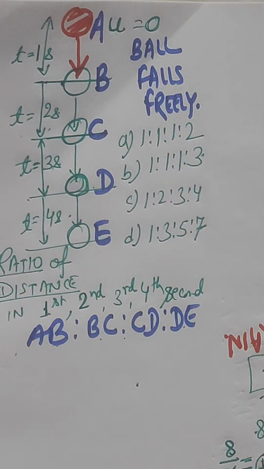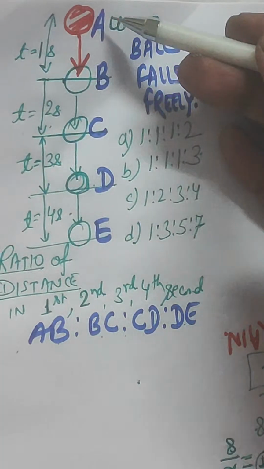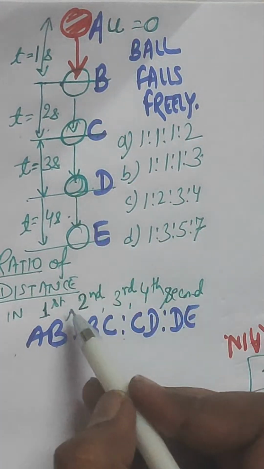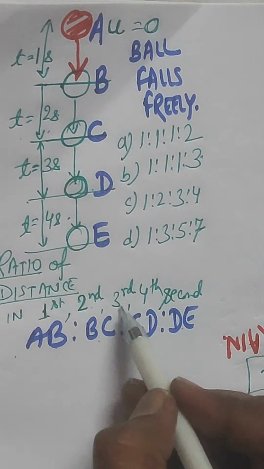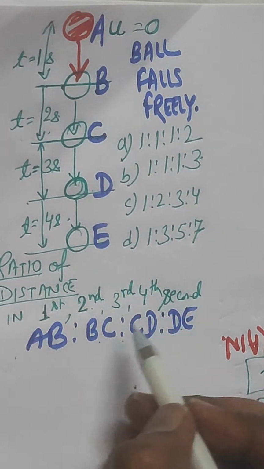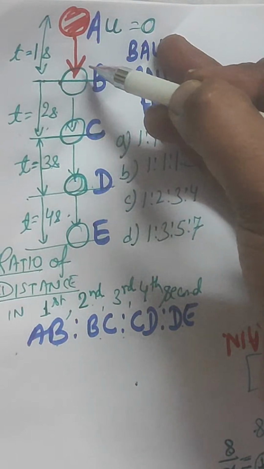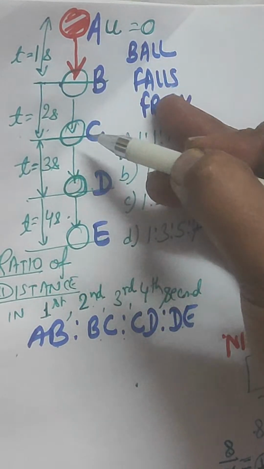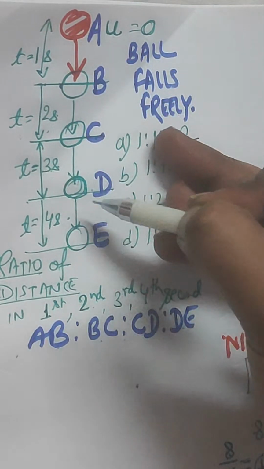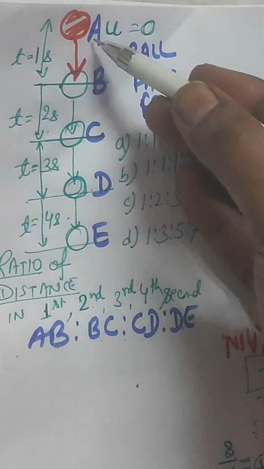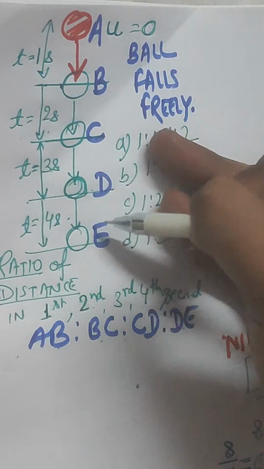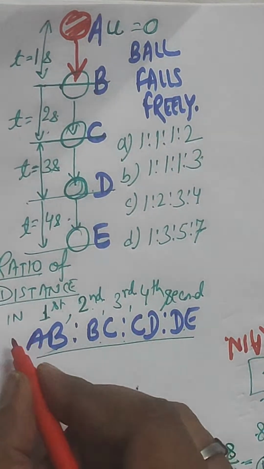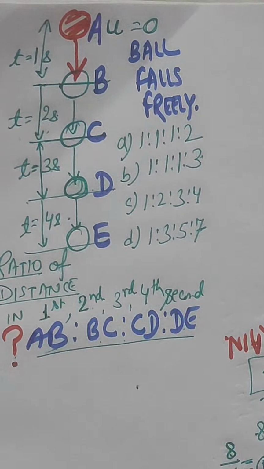So let me read out the question quickly. A ball falls freely from rest. The ratio of the distance traveled in first second, second second, third second and fourth second is how much? That means AB is the distance traveled in the first second, BC in the second second, CD in the third second, and DE in the fourth second. So AB is to BC is to CD is to DE is how much? This is the question to us, right?